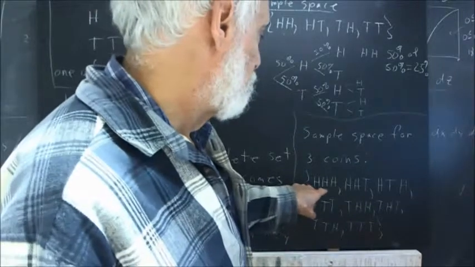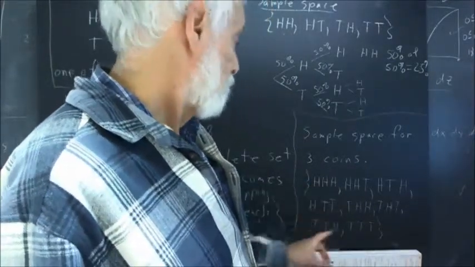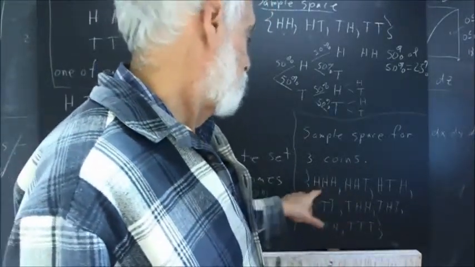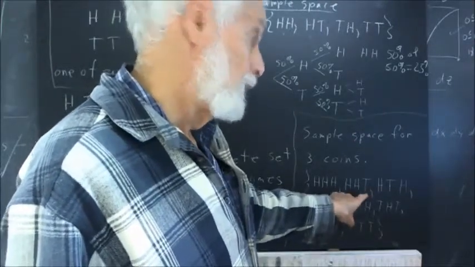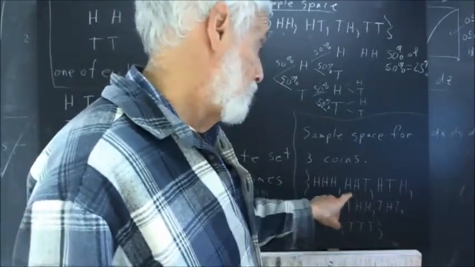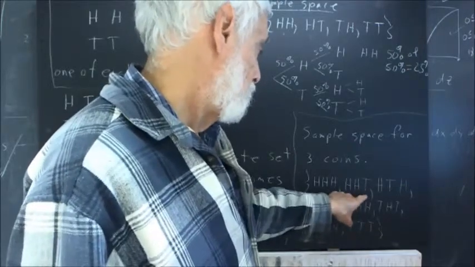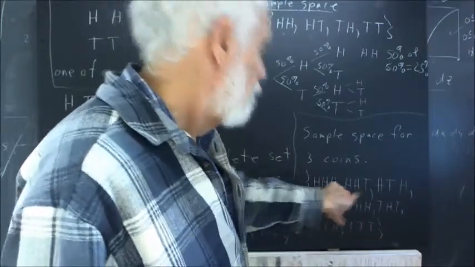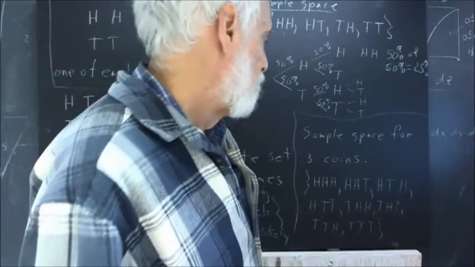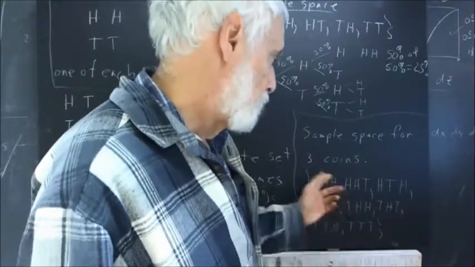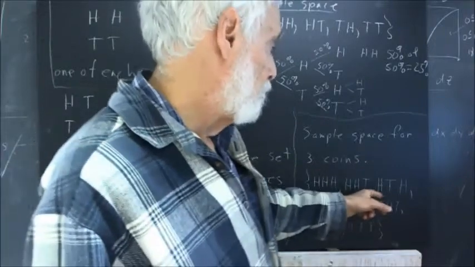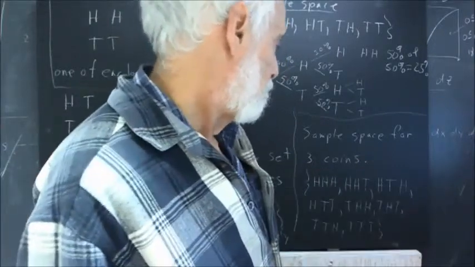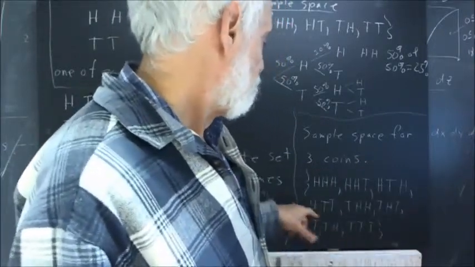So we start with heads, heads, heads. Then we can't use 3 heads again, so we do heads, heads, tails. We put the tail on the end because that puts it as late as possible, keeping the heads toward the beginning. Another way of looking at this is we're just doing this alphabetically, heads before tails. Then we do heads, tails, heads, heads, tails, tails.